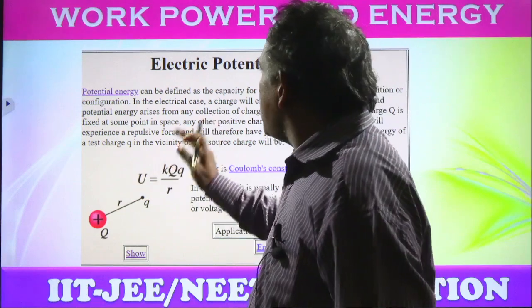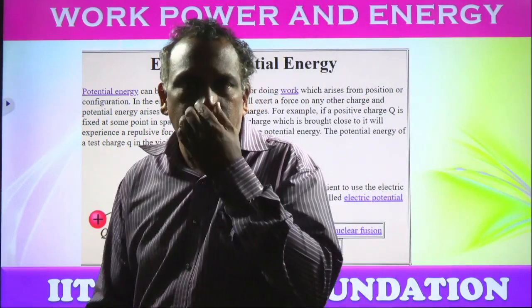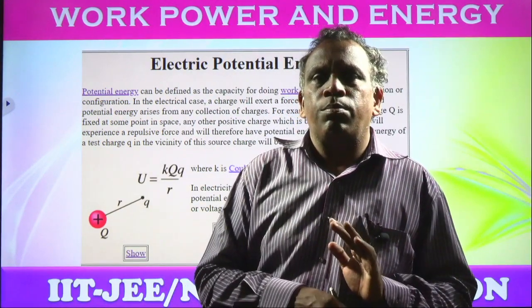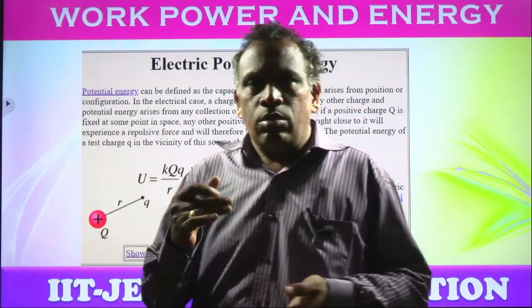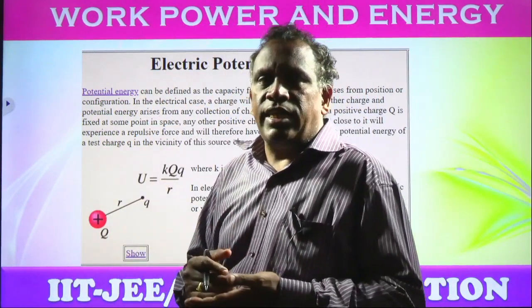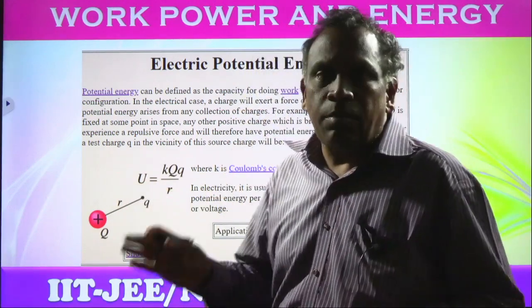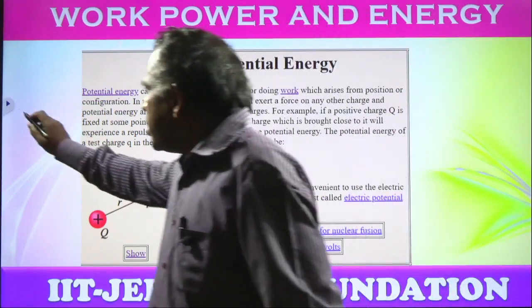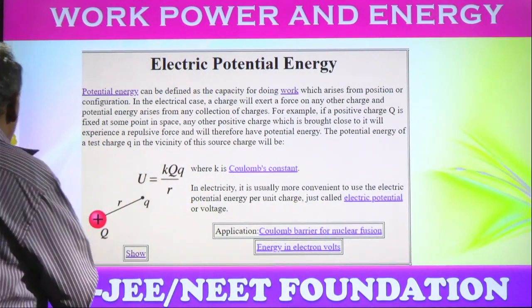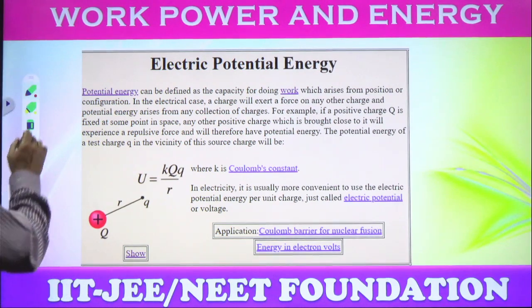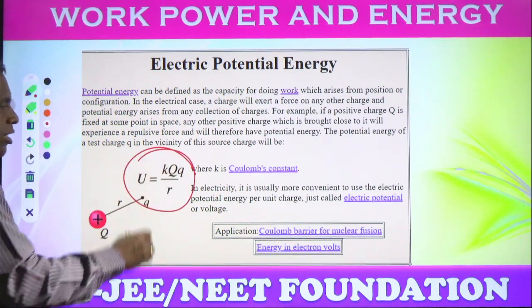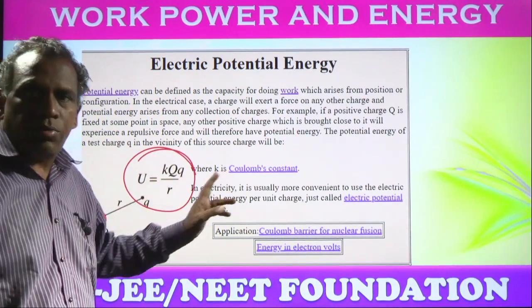Next one is electric potential energy. Here you are moving a charge from one place to another. The amount of electrical energy utilized, the potential energy gained, we call it electric potential energy. The formula is K Q q divided by R; it can be either attractive or repulsive force, so it is given as positive.